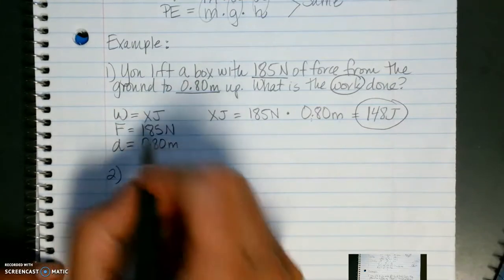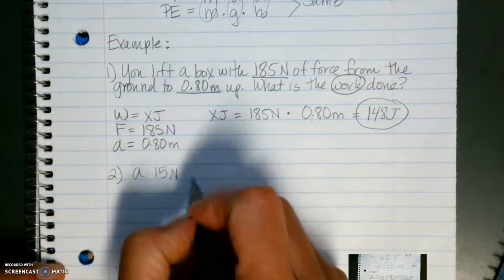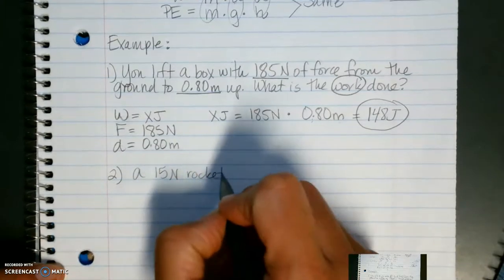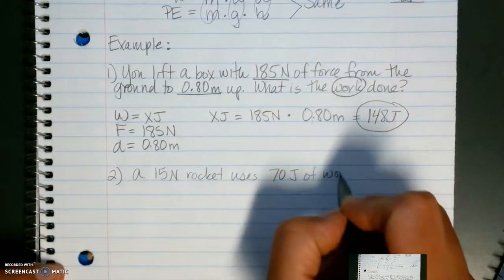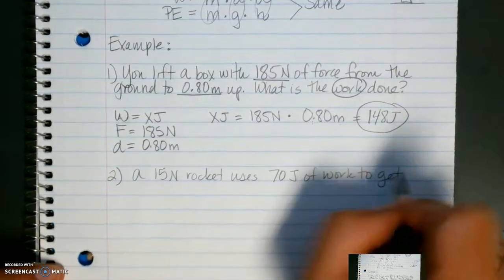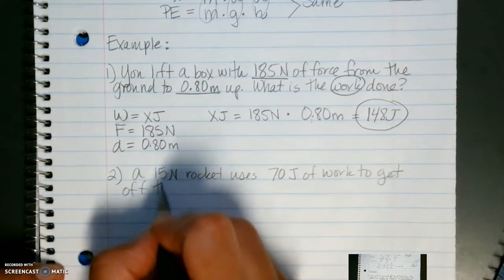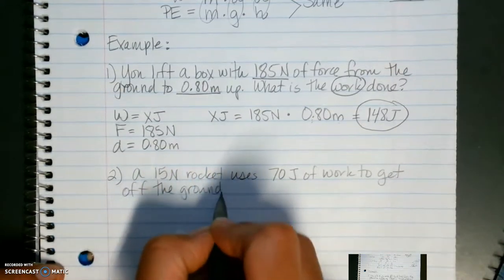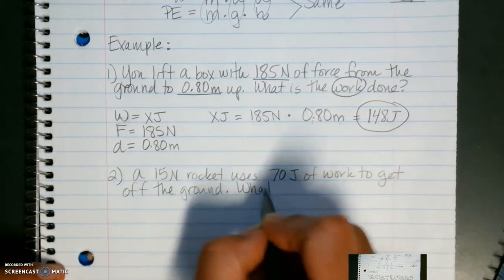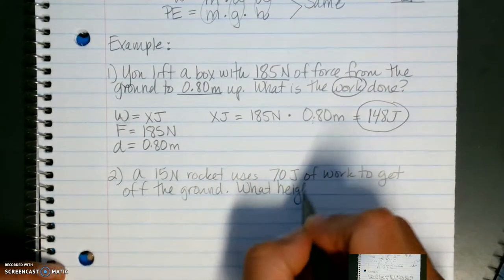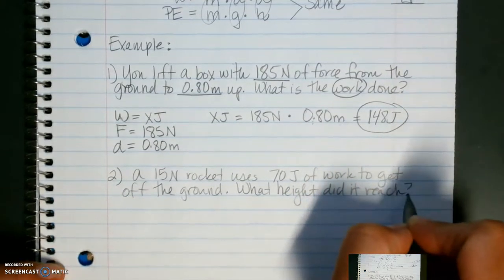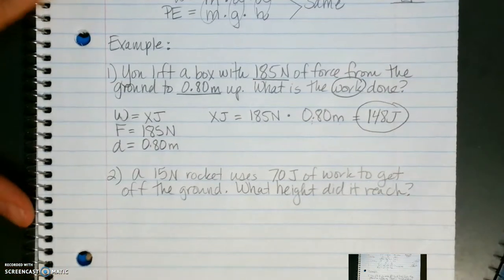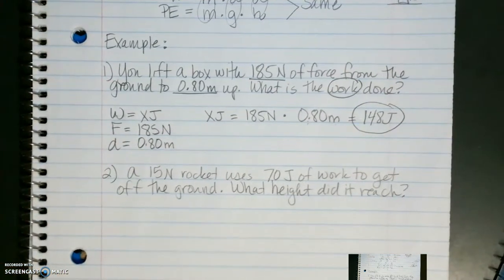So a 15 newton rocket uses 70 joules of work to get off the ground. What height did it reach? So a 15 newton rocket uses 70 joules of work to get off the ground. What height did it reach?